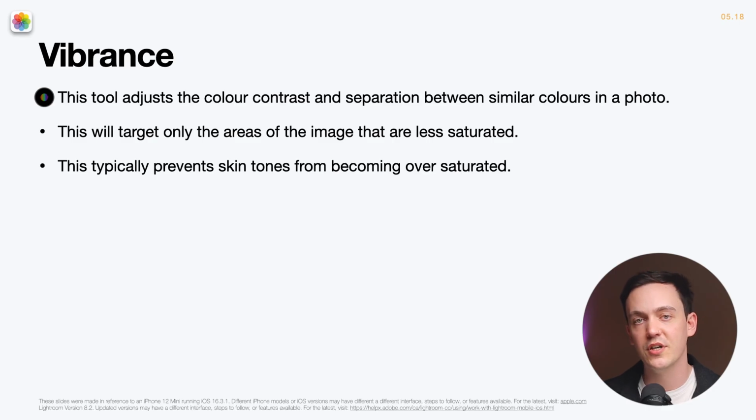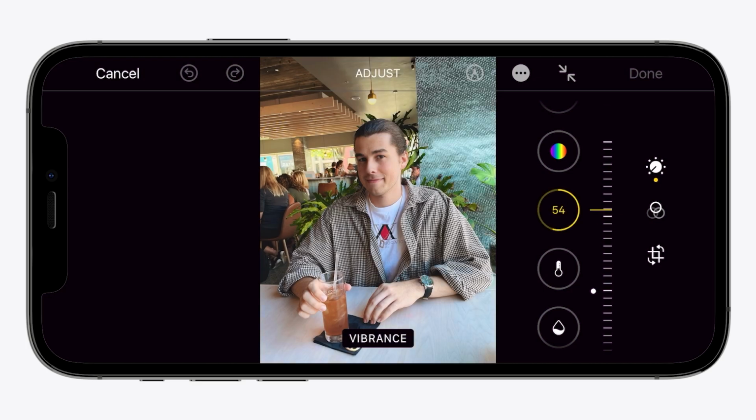The vibrance tool adjusts the color contrast and separation between similar colors in a photo. This tool will only target the areas of the image that are less saturated and typically prevents skin tones from becoming oversaturated. For this reason, it's great to use for portraits.